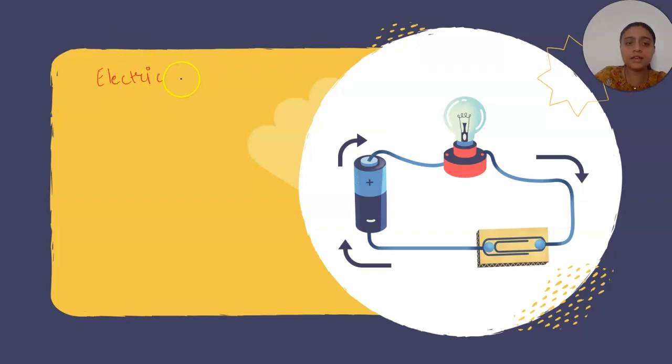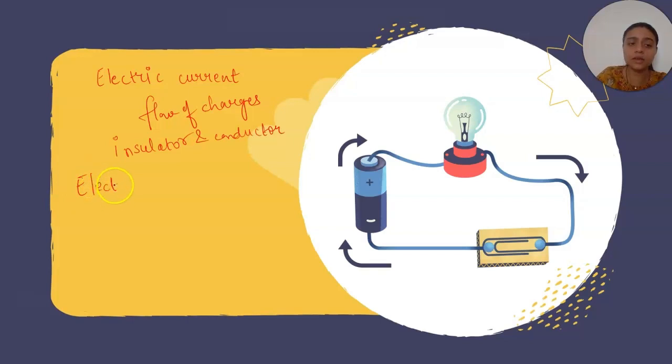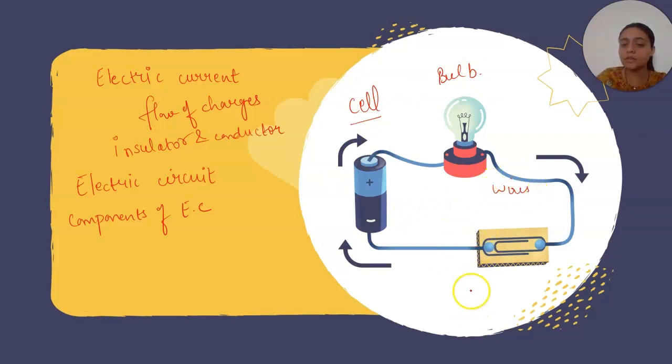So already we have studied electric current, which is the flow of charges through the conductor. We have also learned about insulators and conductors in part 1. We have learned about the electric circuit and its components: the framework from where the current flows, and the components, which involve the cell, the battery, the bulb, the wires, the button, the switches. All of this makes up the electric circuit, and the current as well.